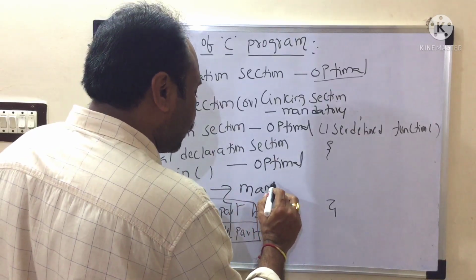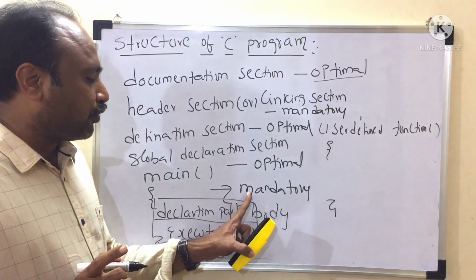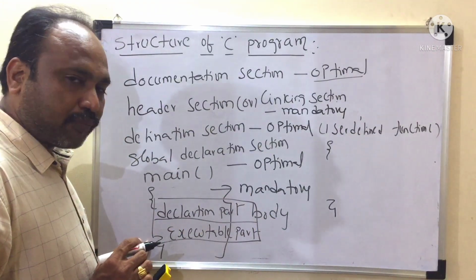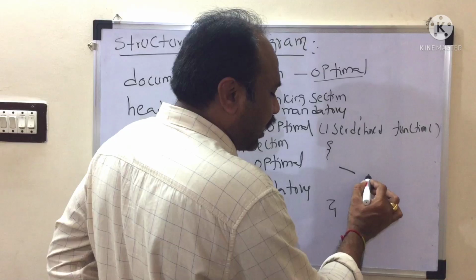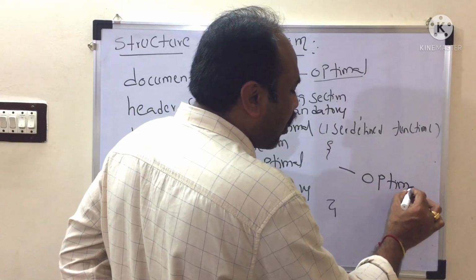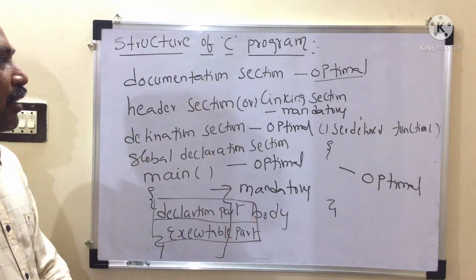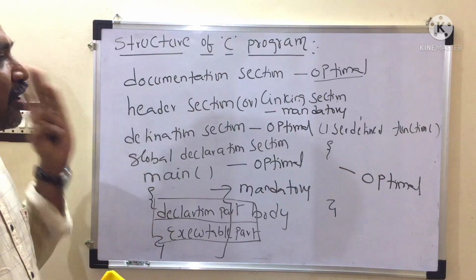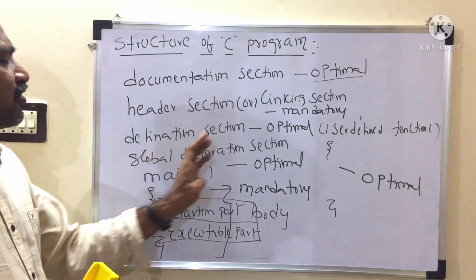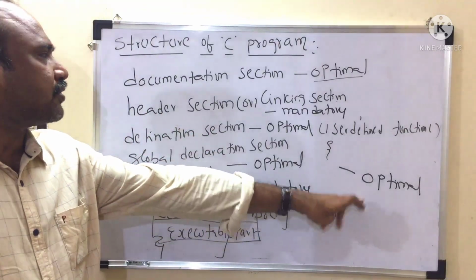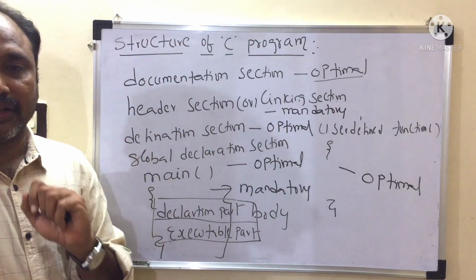But the main program is compulsory, because main is used to specify the entry point and exit point of the program. Main is mandatory. User defined functions are also not mandatory; they are optional. Among these sections, most of them are optional: documentation, definition, global declaration and user defined function sections. But the header section and main are mandatory.